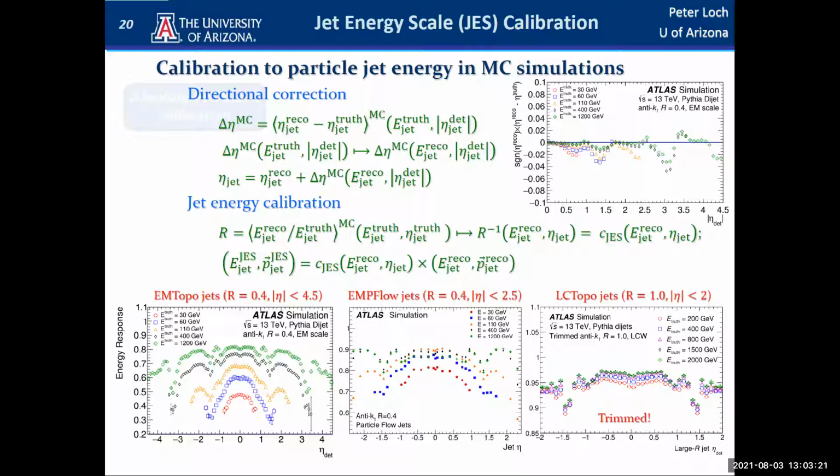And here the response gets closer to 1, even if we use the remaining topo clusters at the EM scale. So the correction you need here is certainly much less than 2, even for the red points, which are again the 30 GeV truth jets.